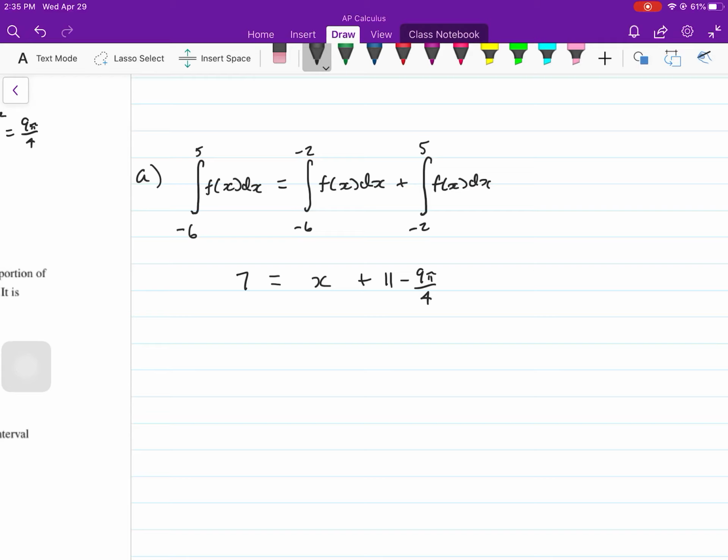And then to solve for x, we'll subtract the 11, which is -4, and add the 9 pi over 4. So we'll have 9 pi over 4 minus 4 is our area. So don't forget, we need to answer it. I know I called it x just to make it a little bit easier, but in the end, we are answering that question, the integral from -6 to -2 of f of x dx. So we want to make sure we write that back out to say that that is 9 pi over 4 minus 4.